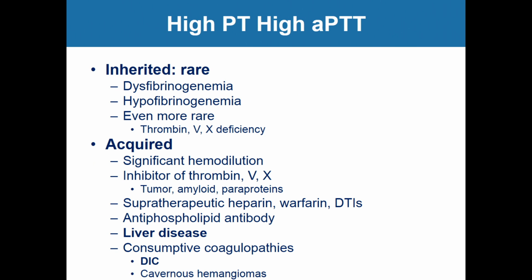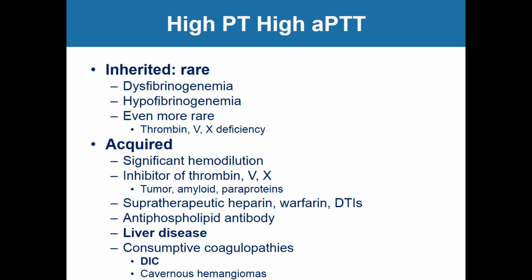If both PT and PTT are elevated, you can have rare inherited disorders such as dysfibrinogenemia, hypofibrinogenemia, and the even more rare deficiencies of thrombin, factor V, or factor X. It's more common in the ICU setting for patients to have an acquired abnormality, and this can be the result of significant hemodilution, or an inhibitor of thrombin, factor V, or factor X, as can be seen in patients with tumors, particularly amyloid and other paraproteins.